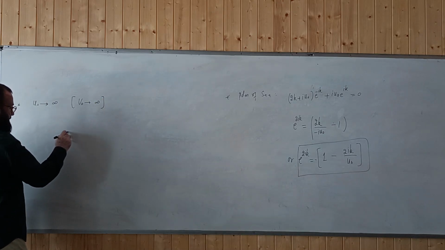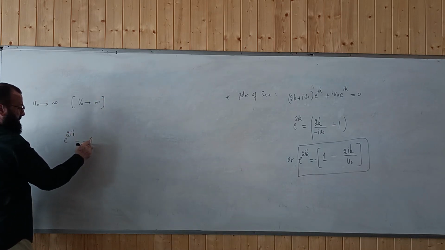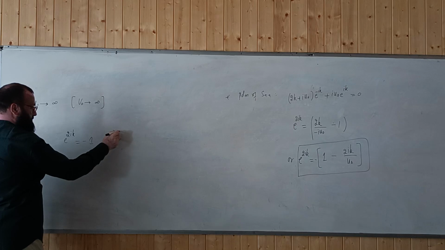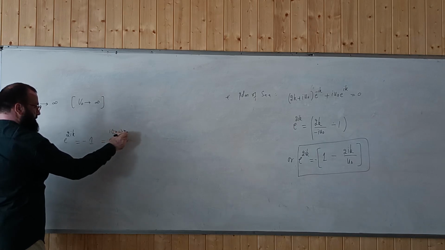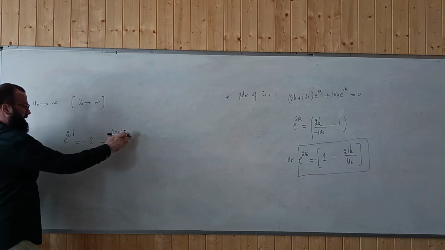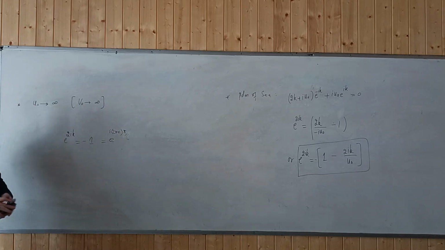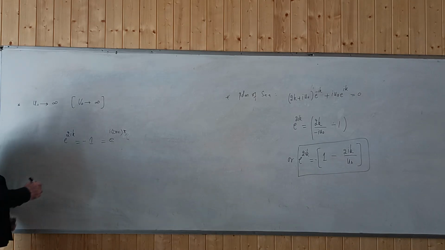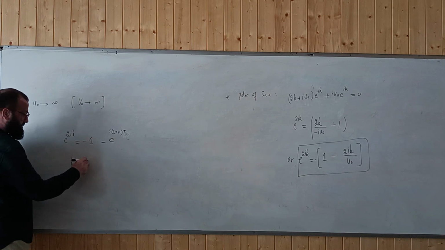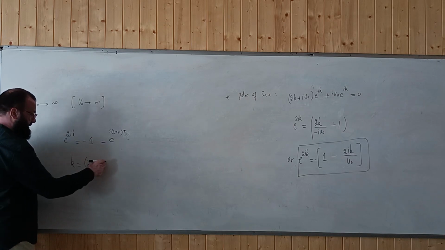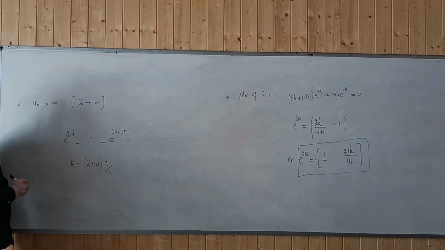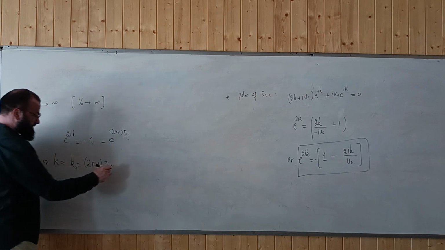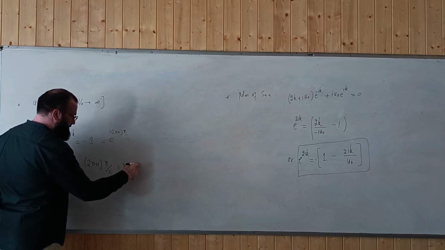So what you are having? It means e raised power twice ik is equal to minus 1. What is that equal to? e raised power (2n plus 1) i pi. Sorry, i pi, not pi by 2. That means odd multiples of pi. Clear? So what does it give me? It means k is equal to (2n plus 1) pi by 2, where n is equal to 0, 1, 2.